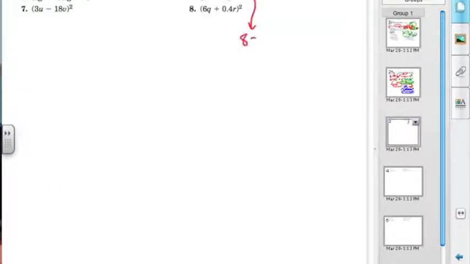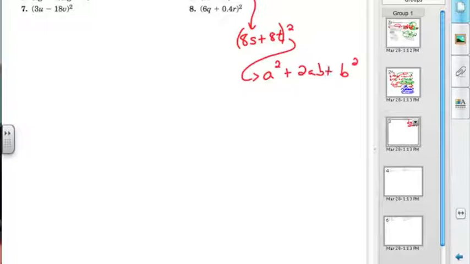So we have 8s plus 8t squared. Now remember, the formula said whatever's in the first location, square it. Whatever's in the second location, square it. And in the middle, 2 times the first times the second. So we have 8s being squared, 2 times 8s times whatever's in the second location, that would be 8t, plus whatever's in the second location, the quantity of 8t squared.